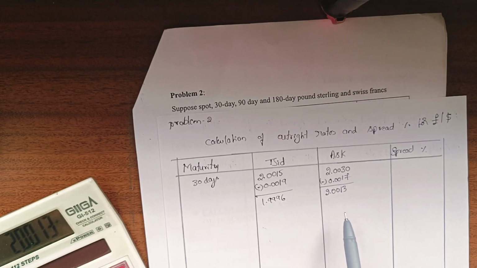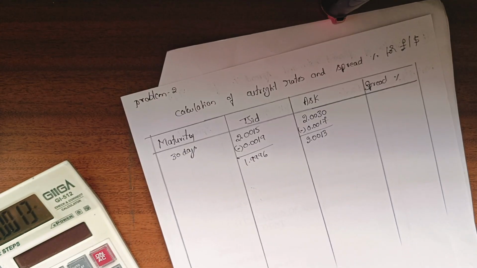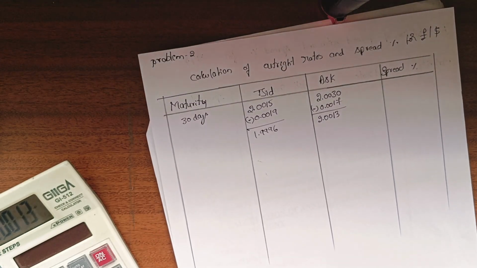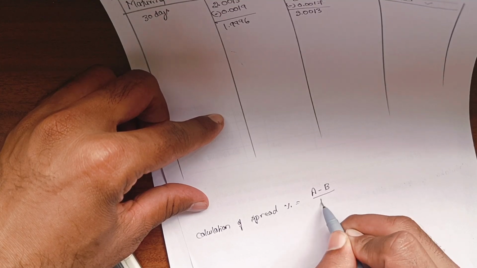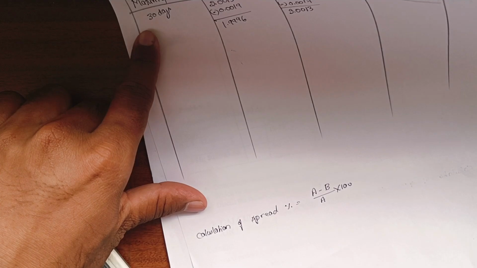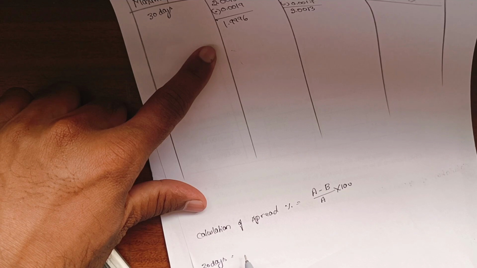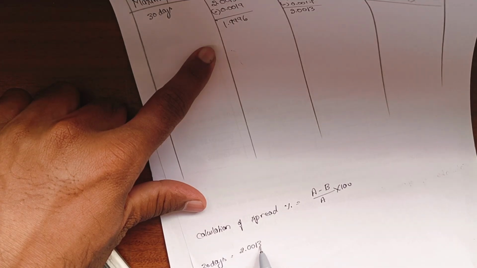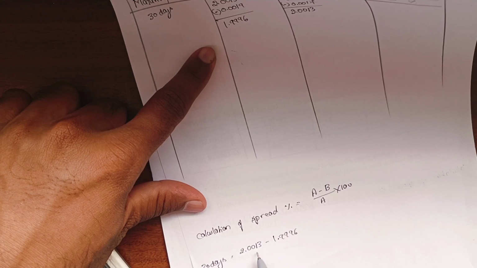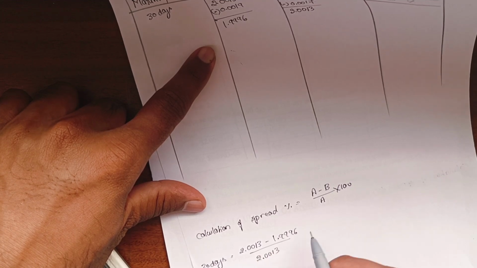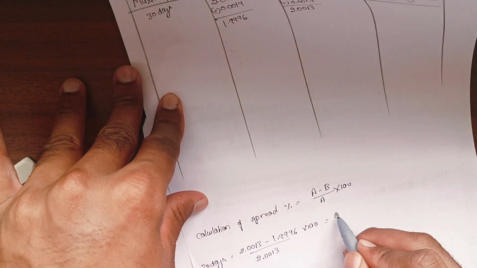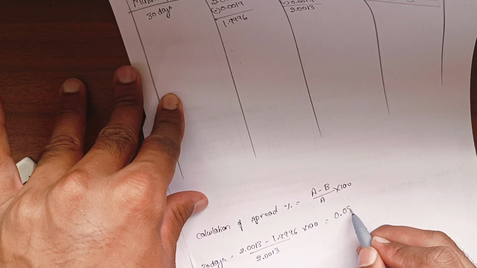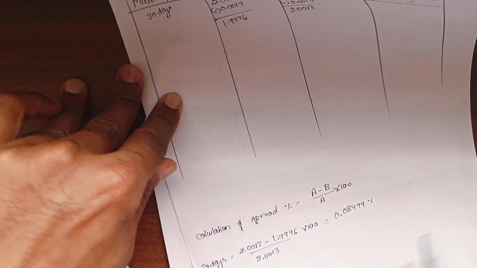From bid and ask, what we can calculate? We can calculate the spread percentage. For calculation of spread percentage, we have the formula. What is the formula? Ask rate minus bid rate divided by ask rate into 100 for 30 days. For 30 days equals, what is the ask rate? Ask rate is 2.0013 minus bid rate is 1.9996 divided by ask is 2.0013 into 100. We will get 0.08494%.